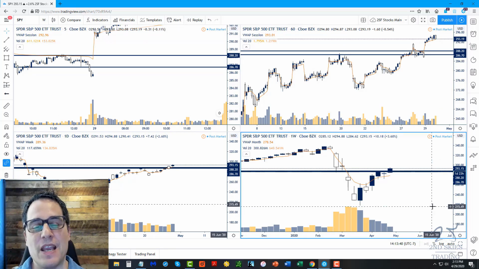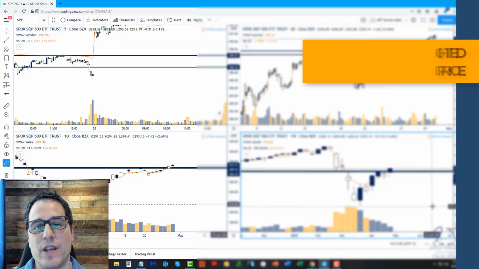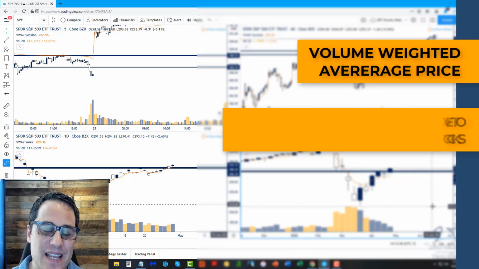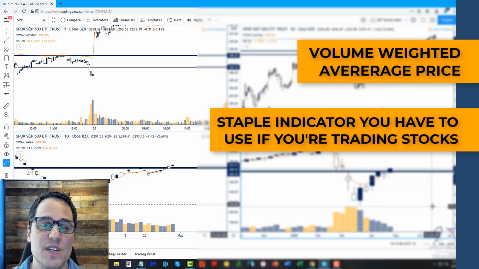So to review, VWAP stands for volume weighted average price. It's a staple indicator that you have to use if you are trading stocks. If you're trading SPY or ES or anything like that, you have to be using VWAP. Almost every professional trader that I know of uses it, and they constantly talk about it, and there's a reason for that.